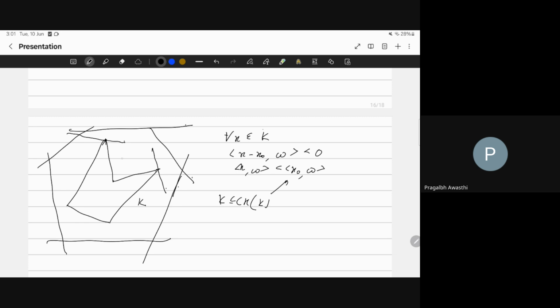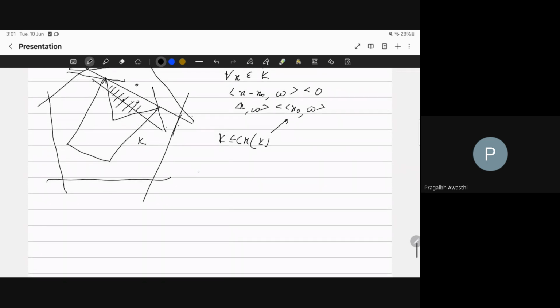For example, if I take this point x naught and this plane, then not all points of K satisfy it. But if I take this point and this half plane, then all points of K will satisfy it, and in fact all points of the convex hull of K will also satisfy it.